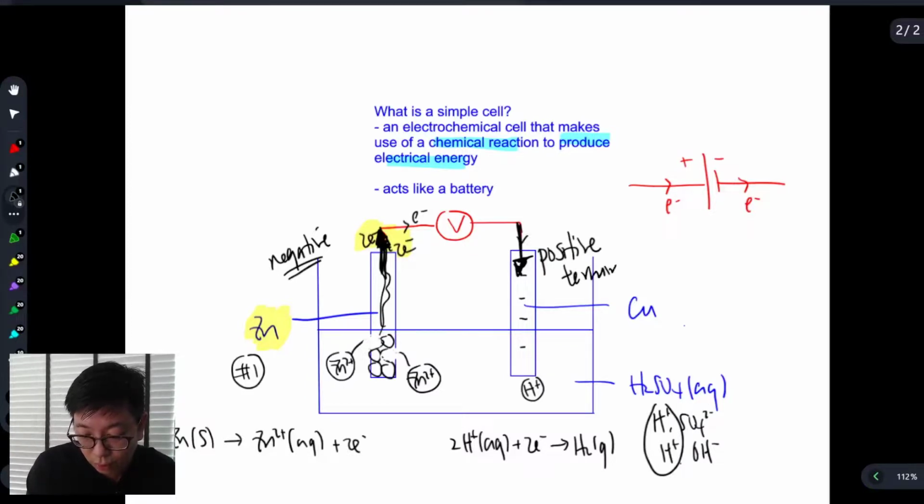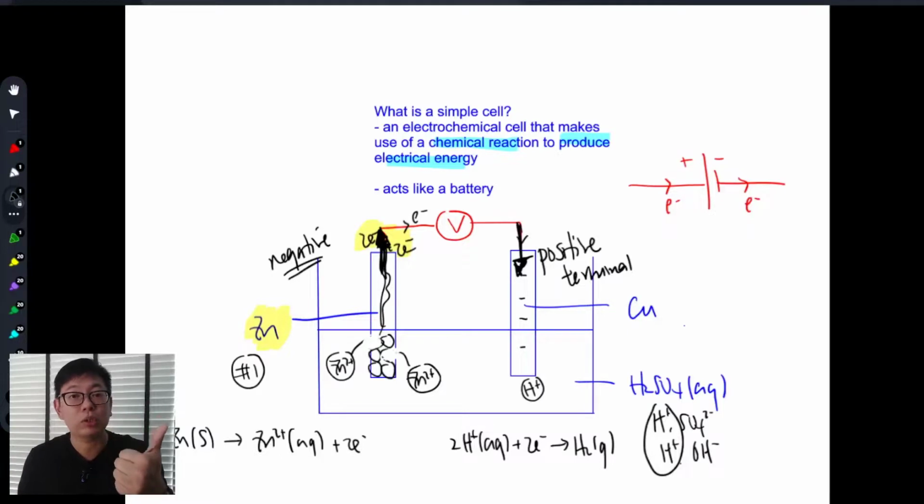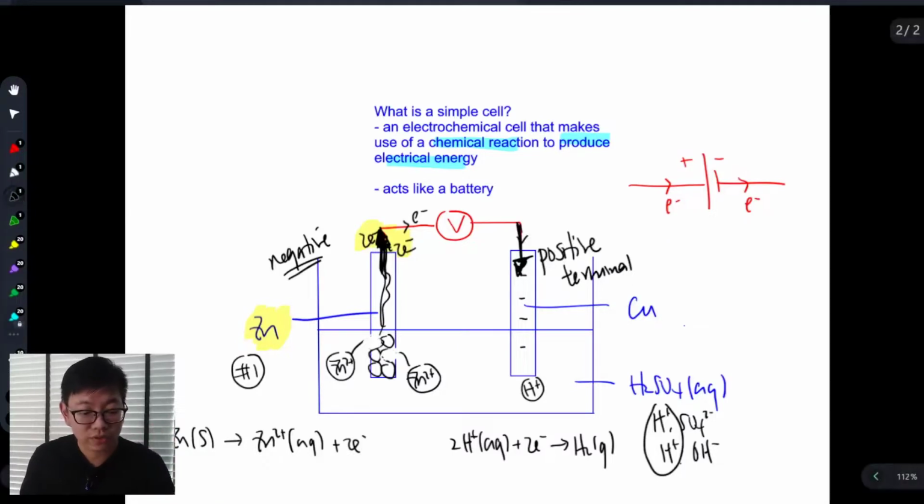So without memory work, you just need to recall, number 1, zinc is more reactive, so it loses electrons more easily. Number 2, electrons flow out of zinc, hence zinc is negative. Electrons flow into copper, and that makes copper the positive terminal.